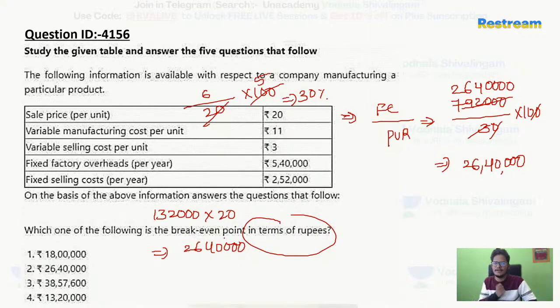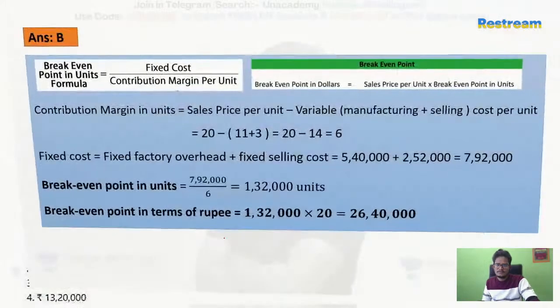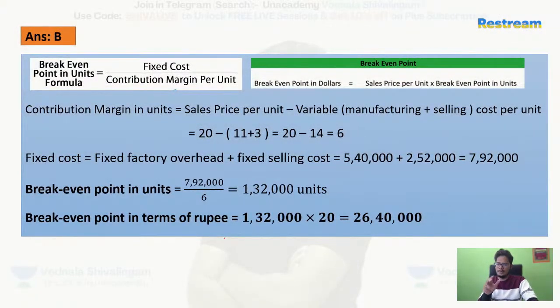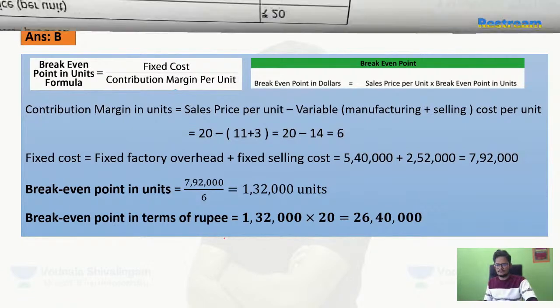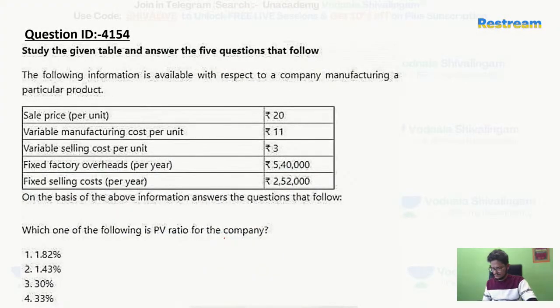Now you are correct. If you are applying the PV ratio, in terms of units, when it is in units form, then it is divided by contribution per unit. Now you are correct, Vidushi. Now you can apply fixed cost divided by PV ratio. You can apply either way, contribution per unit, so that you get the number of units of break even.